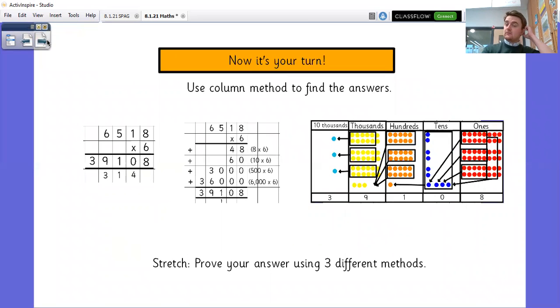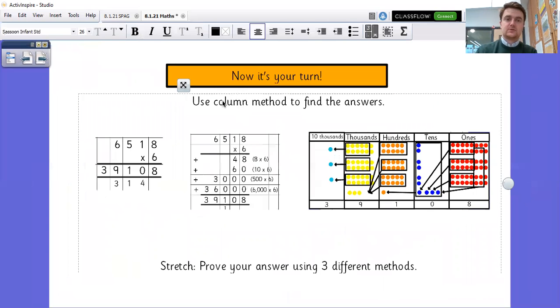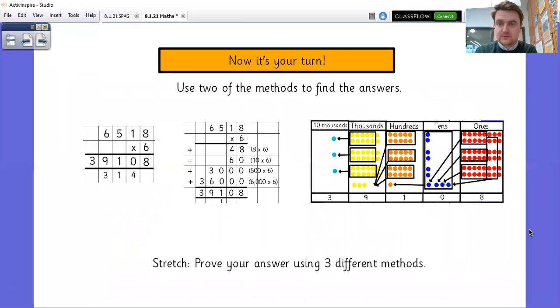So again, your job is to have a go at using two of the methods to find the answers to these questions. Some of you are not challenging yourself as much as I would like you to be. So try to make sure that you're having a go at some of the word problems as well and the open-ended question at the end. I'll go through the arithmetic problems first, do lots of word problems, then your challenge, and then I'll go through the answers for each one.